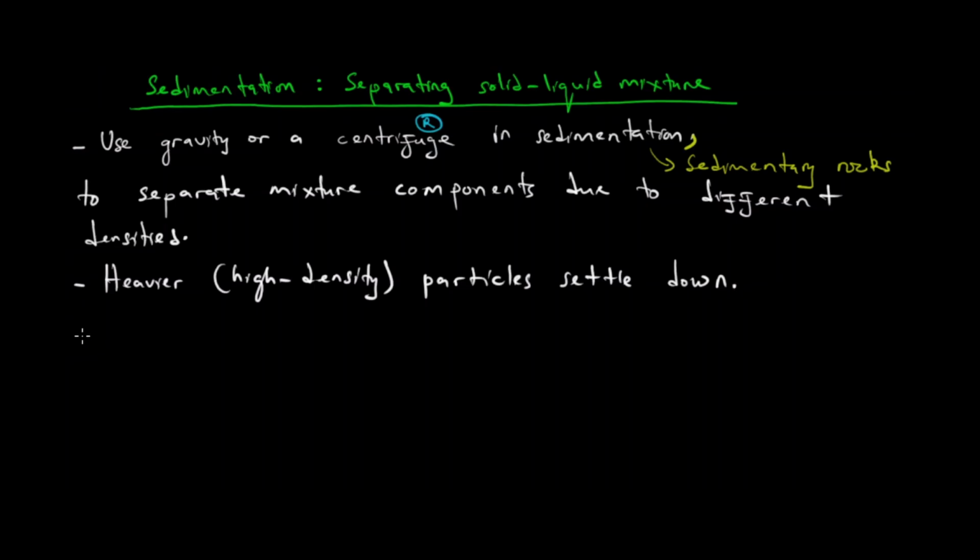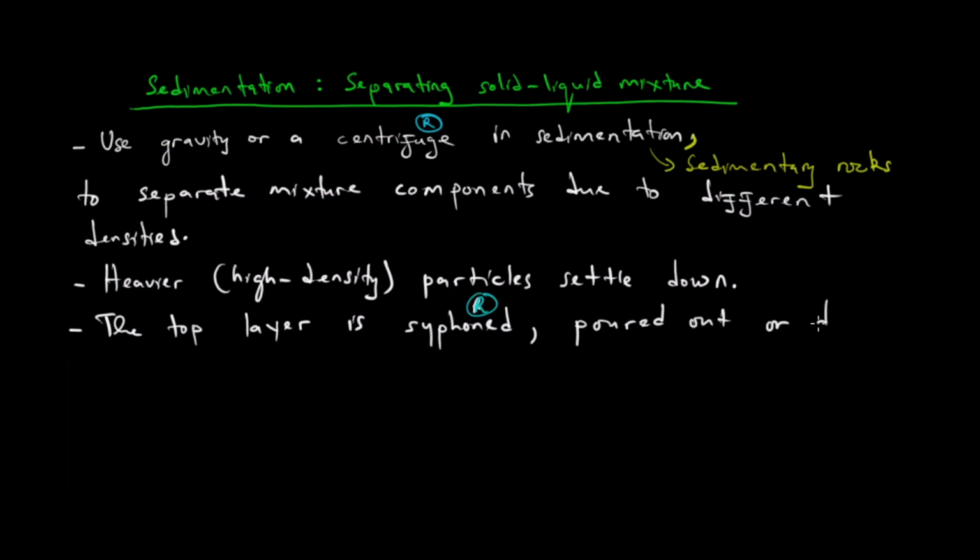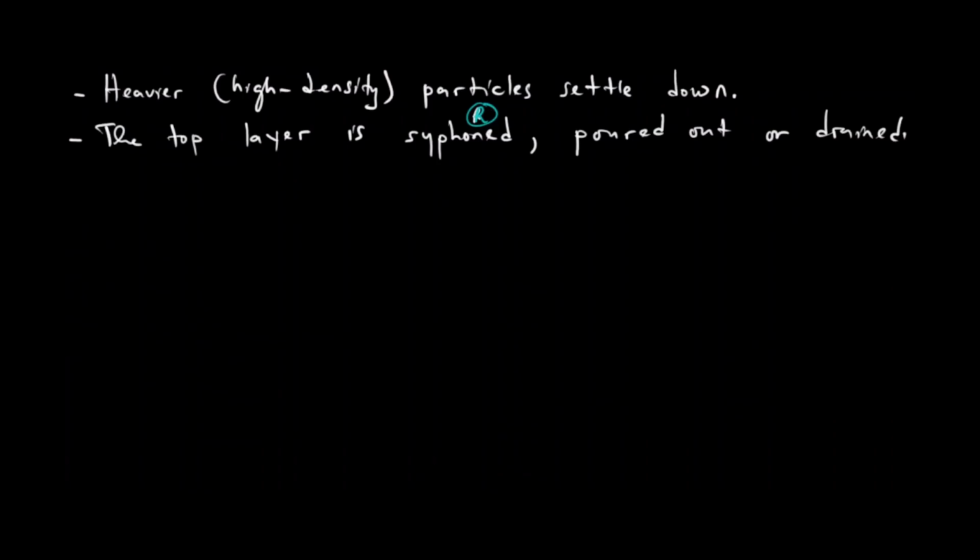So when this happens, tirikuti the top layer is siphoned. Kubuditswako tichaita a siphon in physics, but out of interest sake, you can just do a small research on it. Saka it's siphoned, poured out, or drained. So talking of this process, let us bring this small diagram to illustrate it.